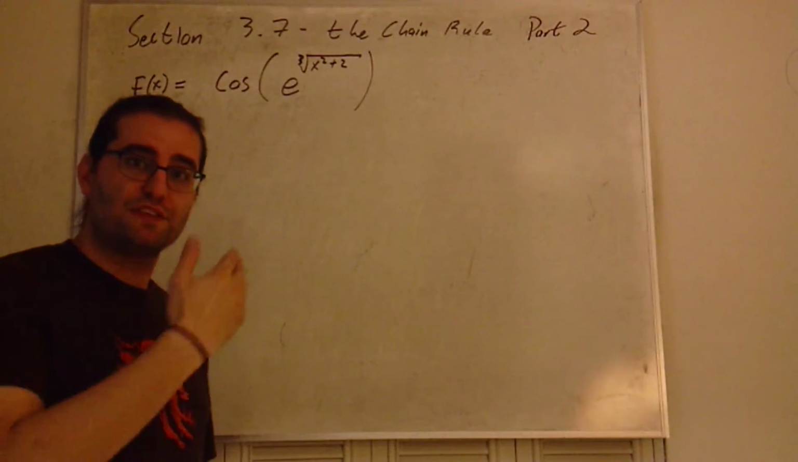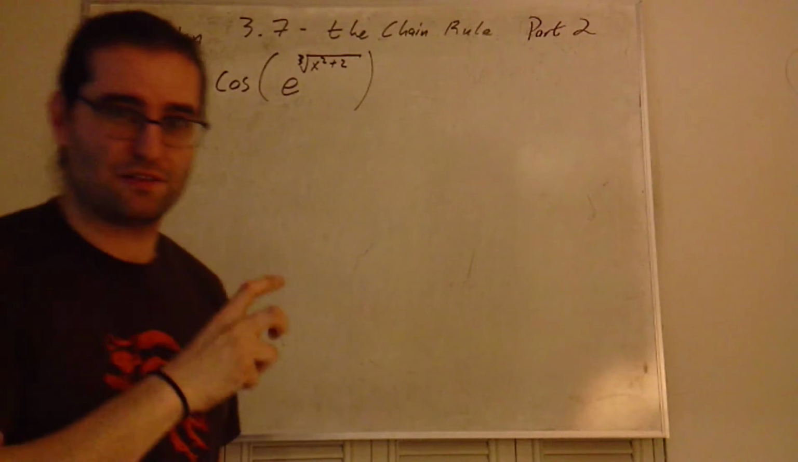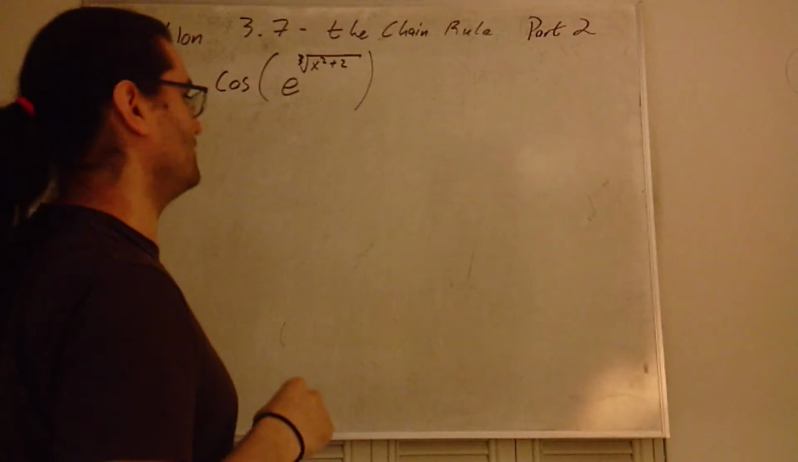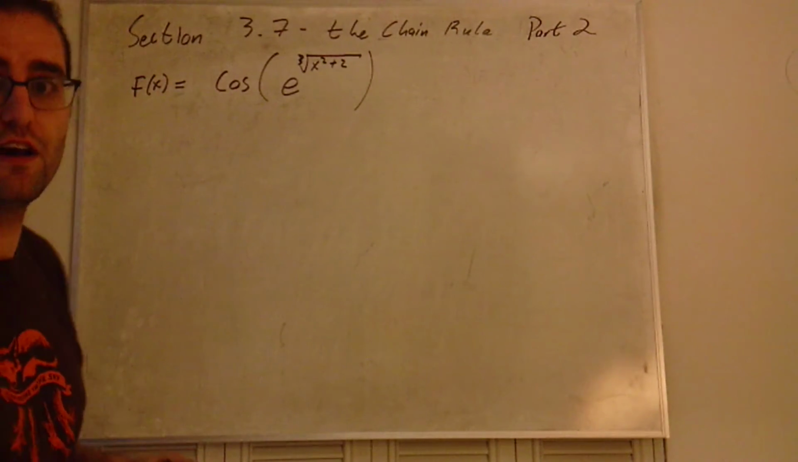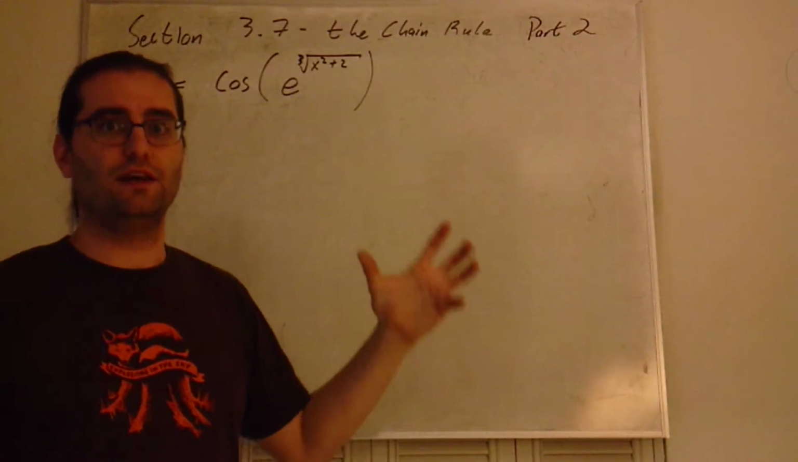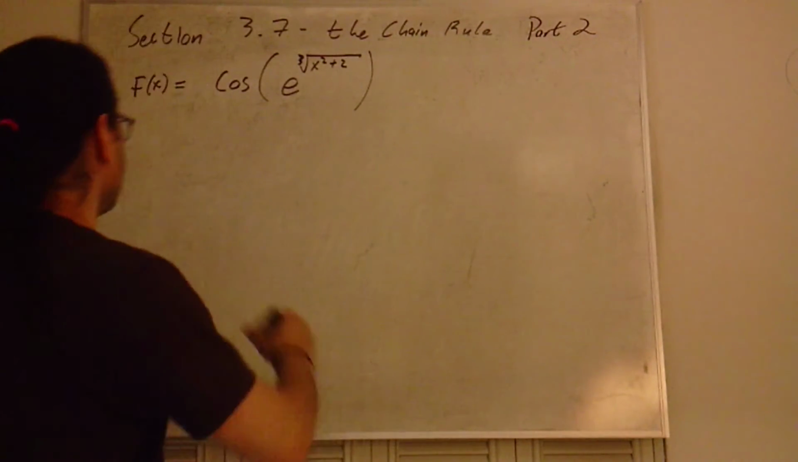For a problem with this many layers, I'm going to start skipping the inside-outside just because I don't have enough room on this board to write down the inside-outside for all the 3 or 4 different layers that this thing is going to have. I'm just going to work very slowly and very carefully from the outside in, adding derivatives of the new pieces each time.